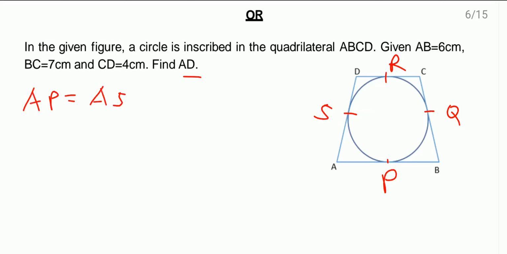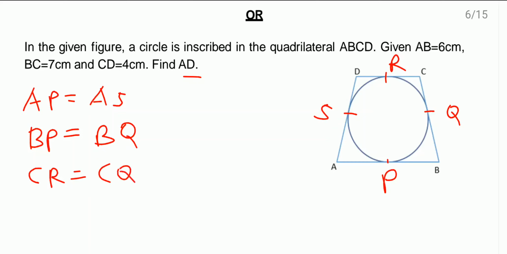Then I can write down BP, which is equal to BQ. Then I can write down CR, which is equal to CQ, and DR, which is equal to DS. See, from this I have drawn the tangents, from this also I have drawn the tangent, from this one and from this one. Correct? Tangents drawn from an exterior point to the circle are equal in length. What is the reason?